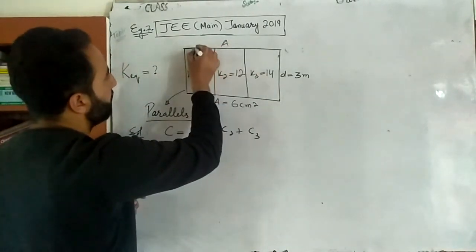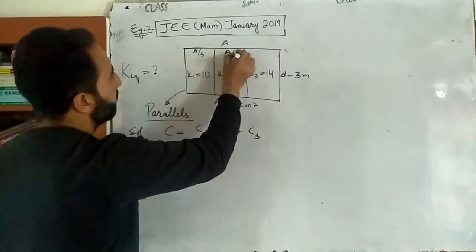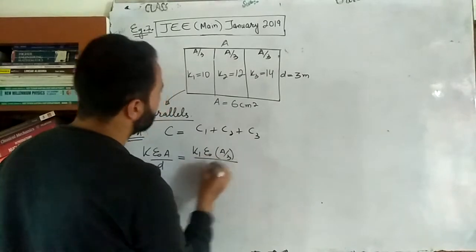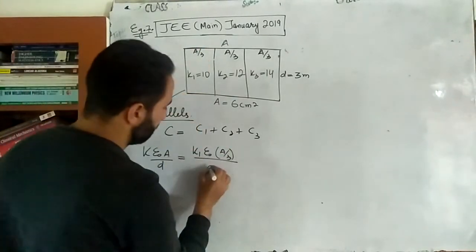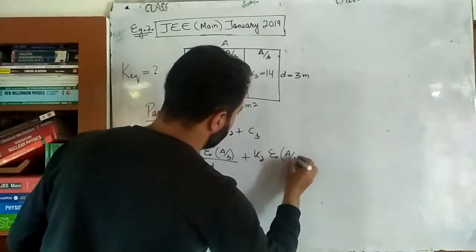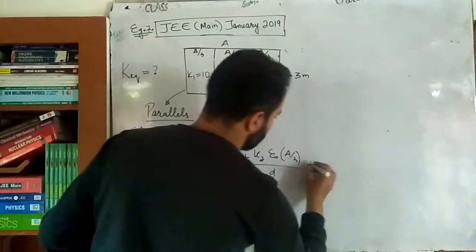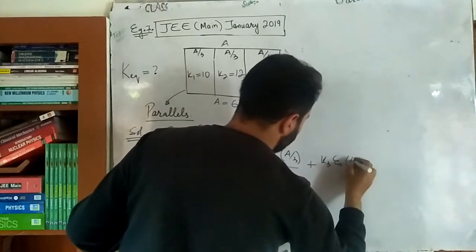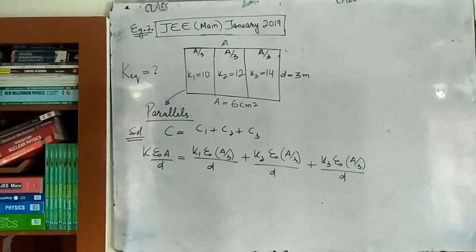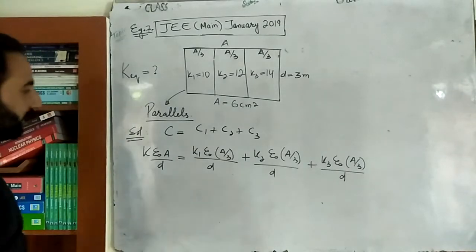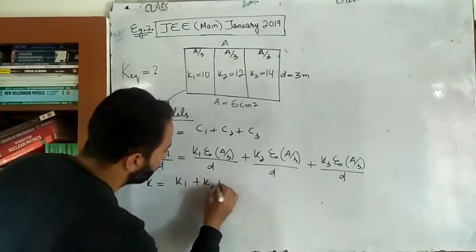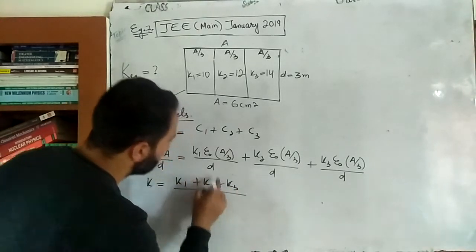So if this whole area is A, obviously this is A by 3, this is A by 3, this is A by 3. So here I will write down A by 3 divided by the width. That width is equal to D. So plus, then here it is K2 epsilon naught multiplied by A by 3 divided by D plus K3 epsilon naught multiplied by A by 3 divided by D. So what will cancel out is epsilon naught A by D. So we are left with this, that is K is equal to K1 plus K2 plus K3 whole divided by 3.